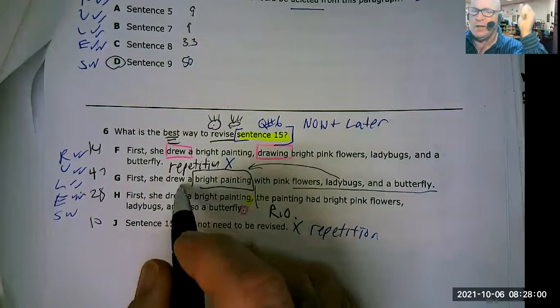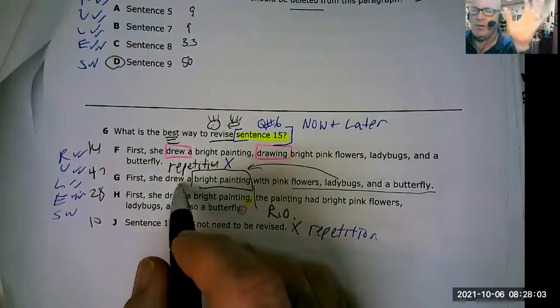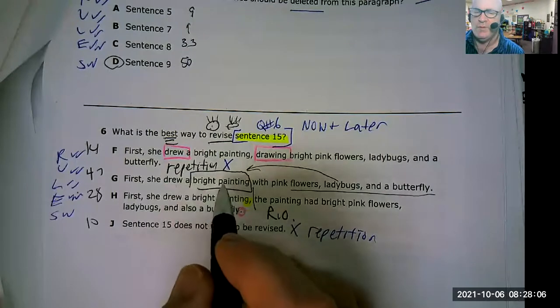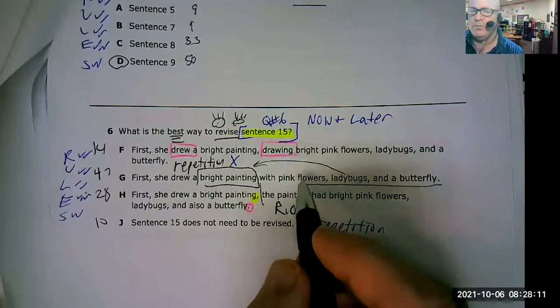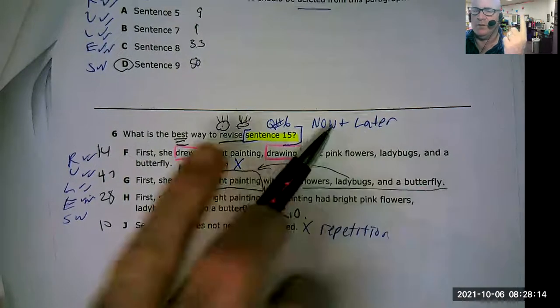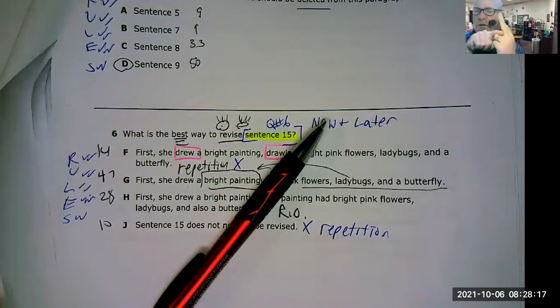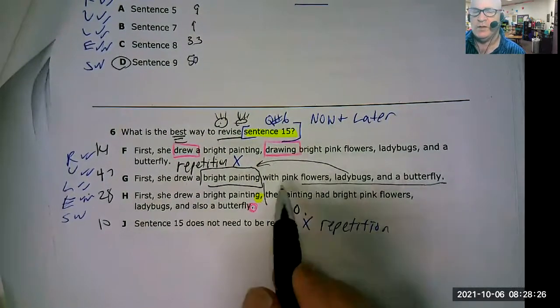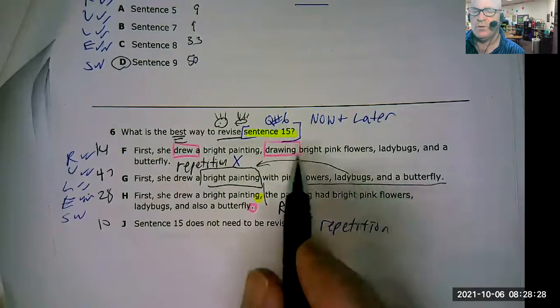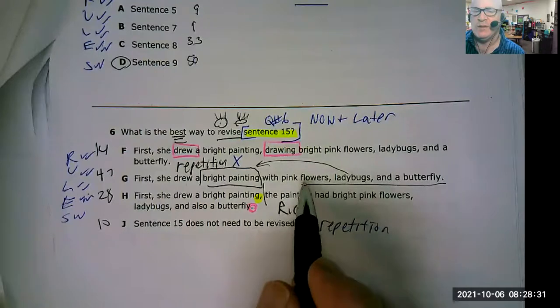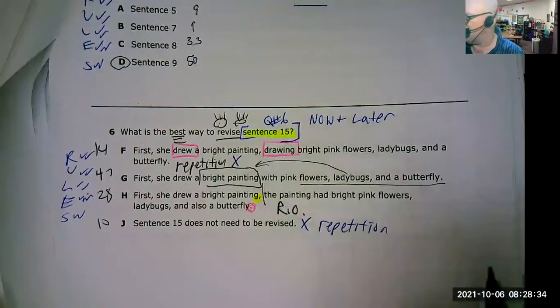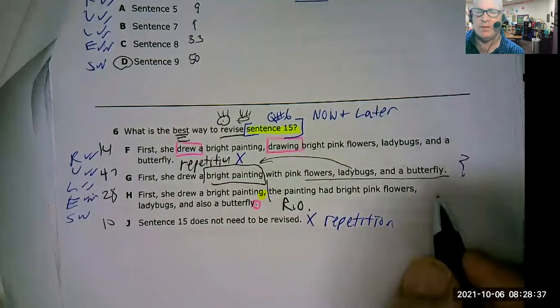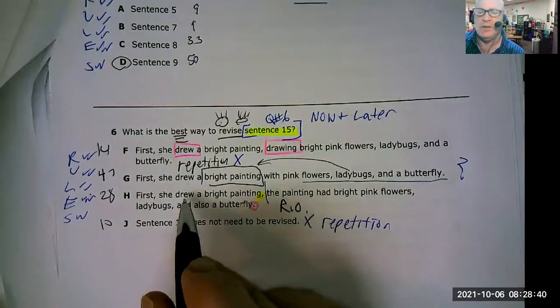Letter G, capital, first, comma, short pause. She drew a bright painting, written one time, with pink flowers, comma, ladybugs, comma, and a butterfly, period. So that one is telling the reader what was drawn. So I have all the puzzle pieces. I just didn't repeat any of the puzzle pieces. So I think that that might be the correct answer. Let's look at the letter H.